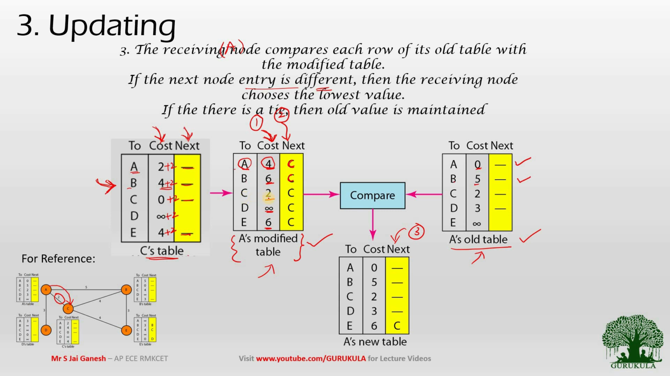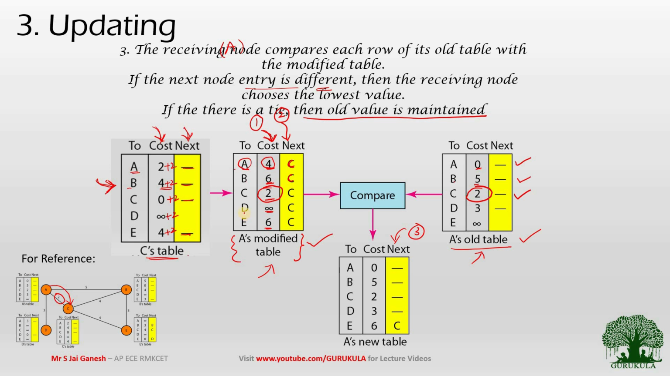A can reach C with the cost of 2, and there is a tie over here because the cost is equal in both cases. In case you have a tie, the old value is maintained in the final table. So here we can say that the final value is maintained as this.